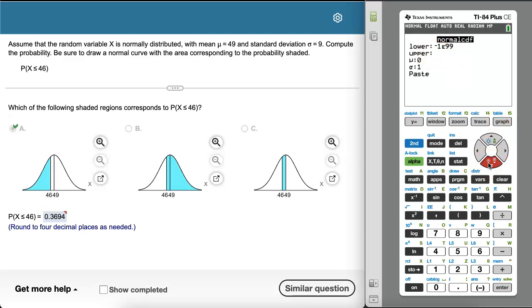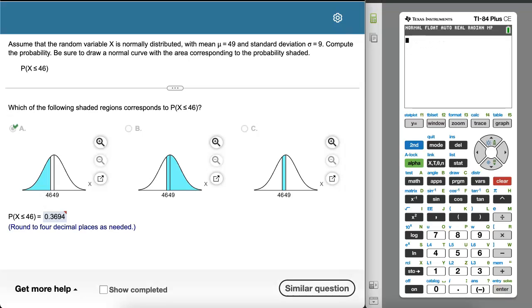After that, we want the upper bound. So this is the right side of the shaded region. Notice that's at 46. We then type in the mean, which we were given to be 49, and the standard deviation, which we were given as 9. We paste, press enter, and there's our probability. Now that completely answers the question, but there is one other way your calculator can give you this value as well as draw a sketch, and I want to show you that one.